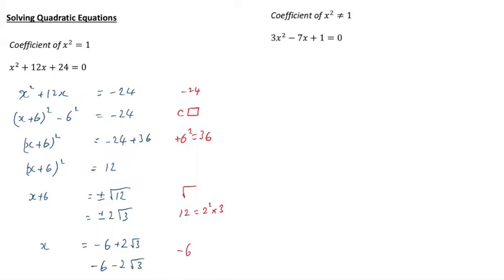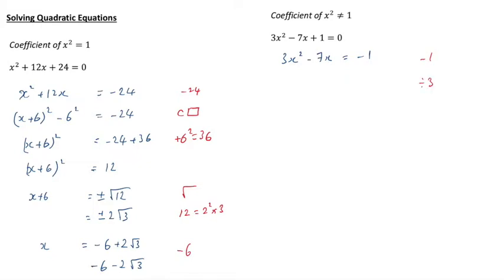Okay, what if the coefficient of x squared is not equal to 1? Well, we know how to do this theoretically, but let's have a go at this one. First of all, we take away 1. Again, like the previous one, we want just the x squared and the x term, so we've got 3x squared minus 7x equals minus 1.